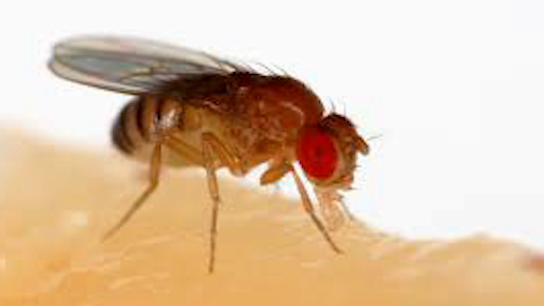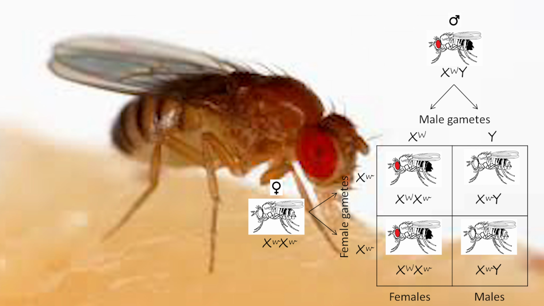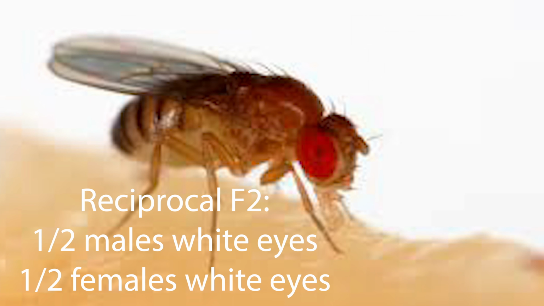When Morgan performed a reciprocal cross, a white-eyed female by a red-eyed male, the F1 generation showed another interesting pattern of all white-eyed males and all wild-type females. The F2 crosses resulted in half of the females with white eyes and half of the males with white eyes.